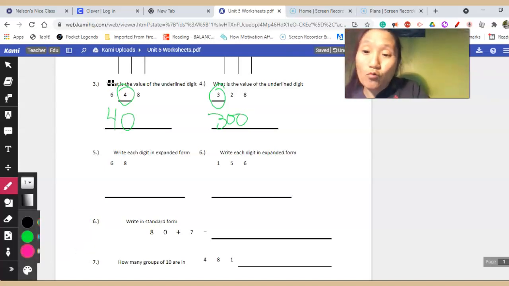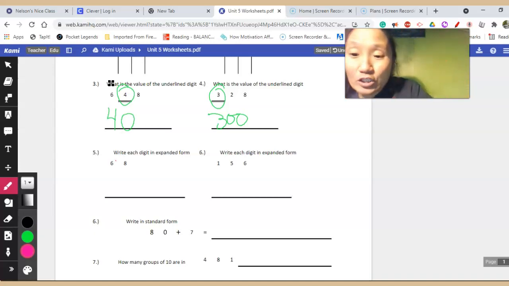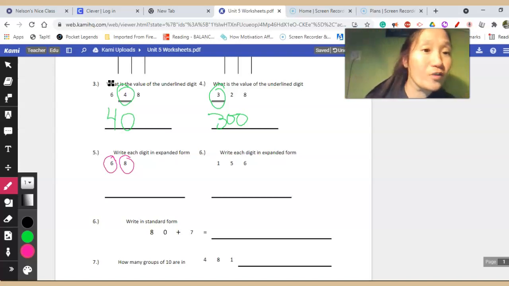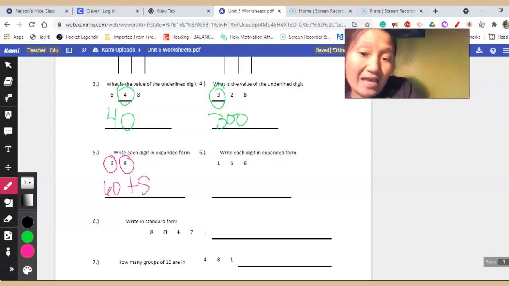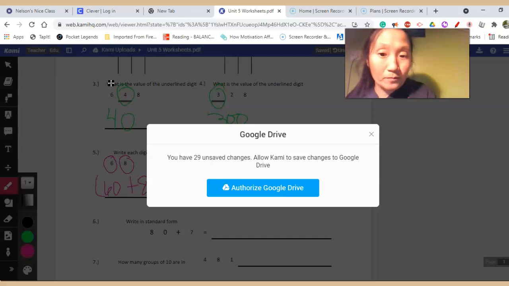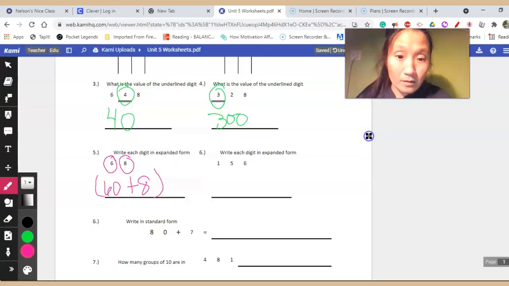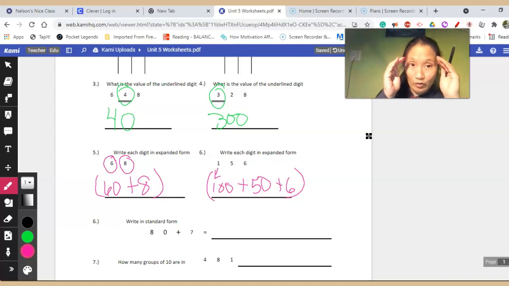Now it's looking at here. Write each digit in expanded form. Remember, expanded form means you tell me each digit, how much they are worth, and add them together. So I have 6, which is worth 60, and then I have the 8, which is sitting in the ones place, so it's going to be 8. Okay, write each number in expanded form. So now I have one group of 100, so 100, plus I have 5 groups of 10 for 50, plus one group of 6. Remember, put parentheses around these numbers because they are together.